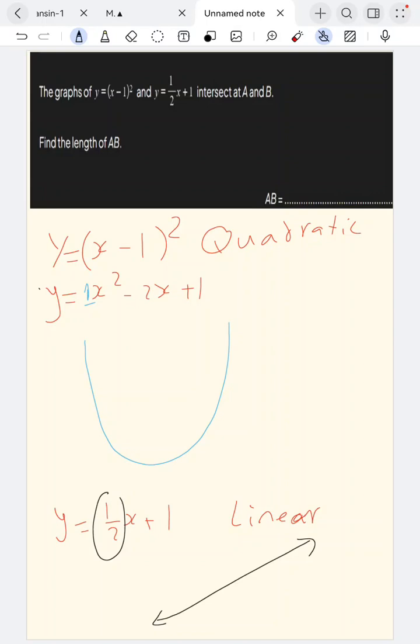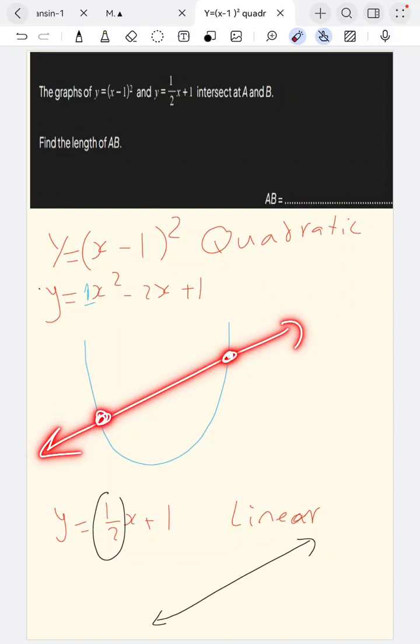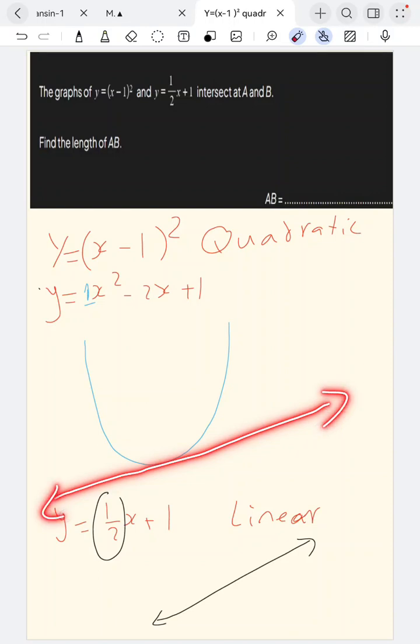He says now that they will intersect at A and B. That means we have more than one intersection point. When you have a parabola and a linear graph, they could intersect in 2 points. For example, if they intersect here, they'll intersect in 2 points. They could intersect in 1 point, which is the minimum point. They could intersect in no points.